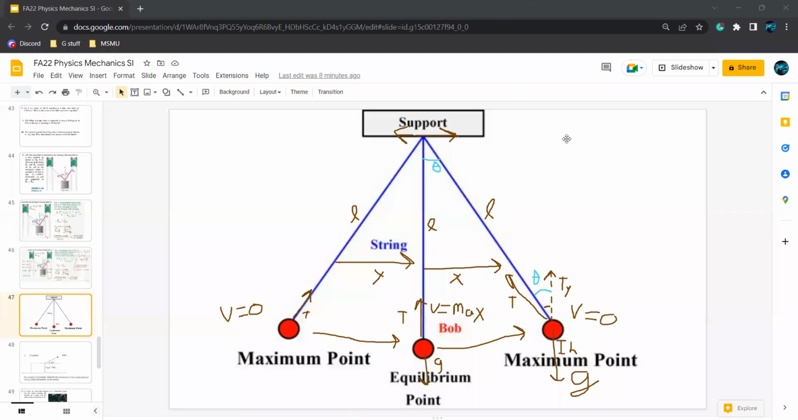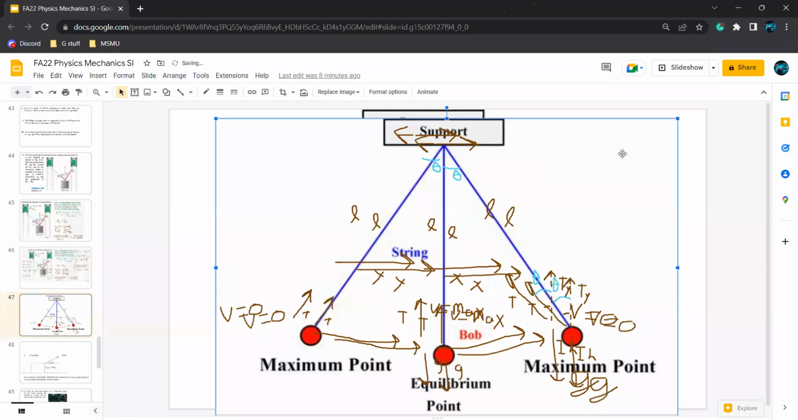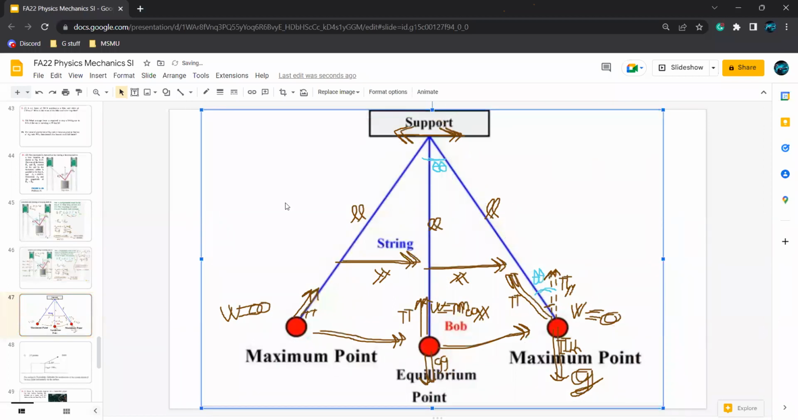Just exit out of that. Just copy and paste. Cool.